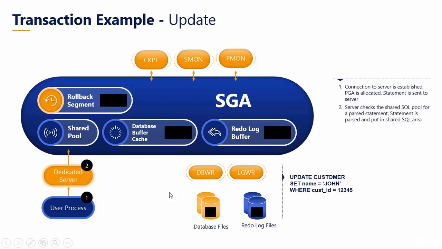So now in the second step, the server checks the shared pool for a parsed statement. It checks to see if a similar statement is already parsed and present in the shared pool. If it is parsed, it will use that parsed statement. Otherwise, the statement is parsed and stored in the shared SQL area. Okay, that's the second step.